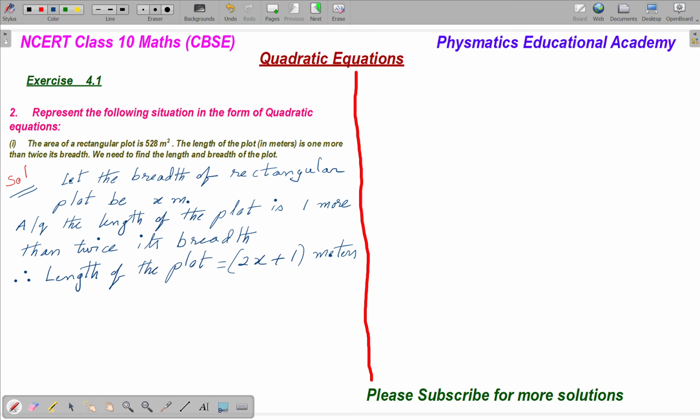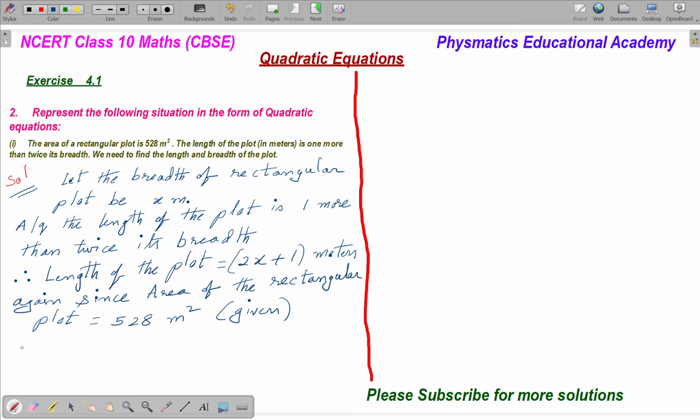Now we know that according to the question, again, the area of the rectangular plot is equal to 528 m². It's given in the question. So now that implies length into breadth is equal to 528.